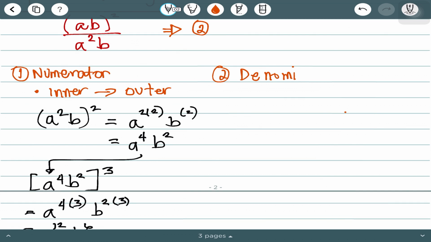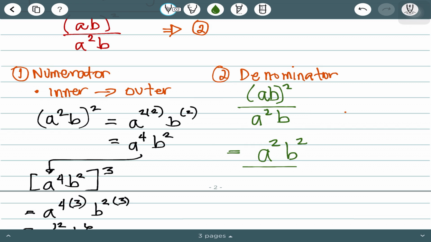Similarly, let us simplify the denominator. For the denominator, we have the quantity of a b squared over a squared b. That is also similar to a squared b squared over a squared b. We can cancel a squared out, and b squared over b will result in b. And that will be our denominator.